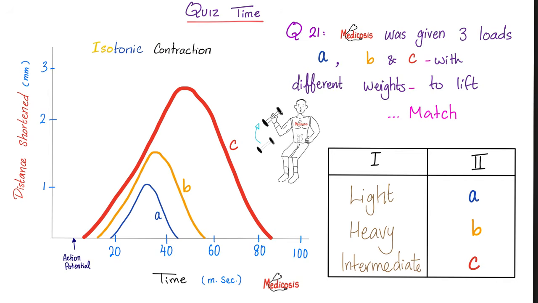Alright, question 21. Medicosis was given 3 loads, load A, B, and C with different weights in order for me to try to lift them, try to match. So, one of these loads is light, one is heavy, one is intermediate, and this is A, B, and C. Please try to match. Let me know the answer in the comment section. You'll find the correct answer in the next video.